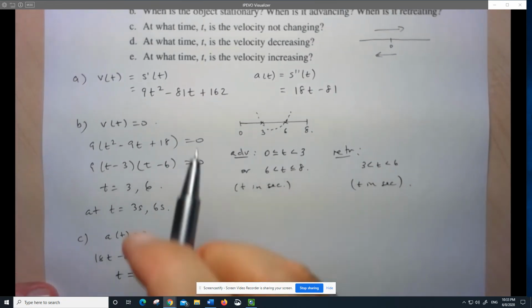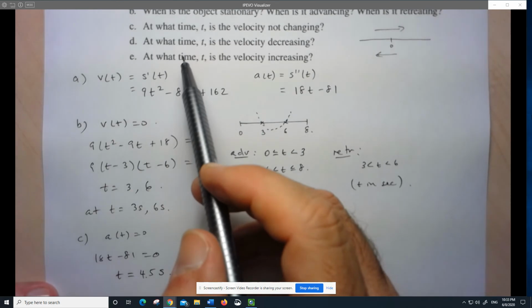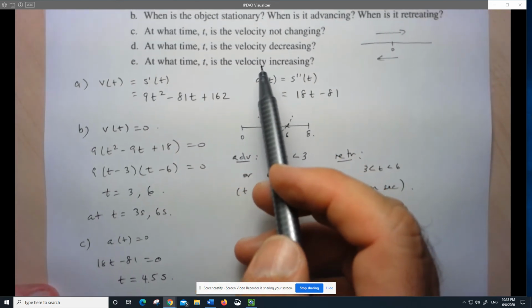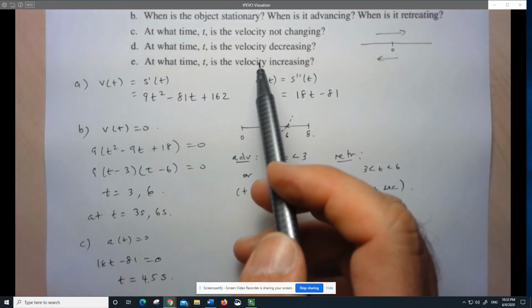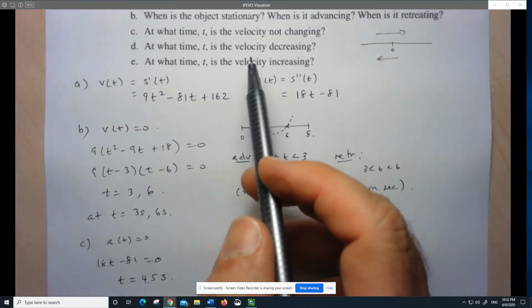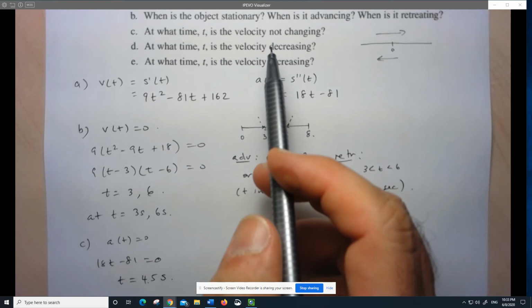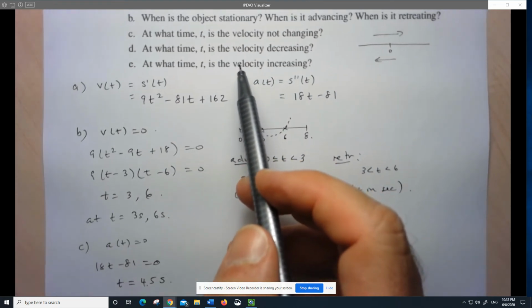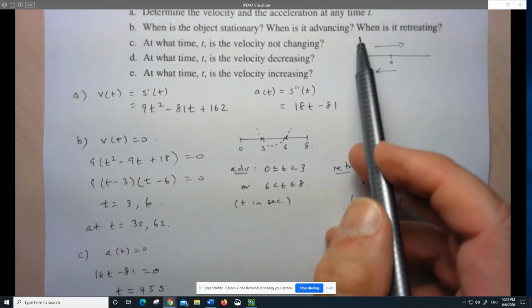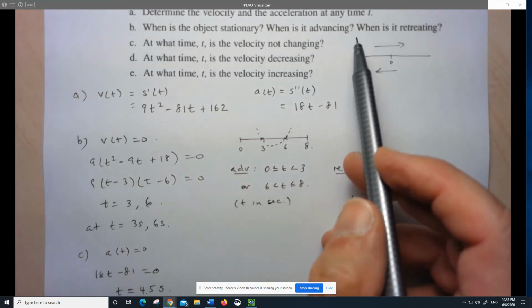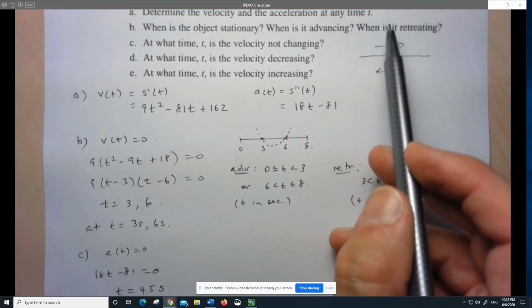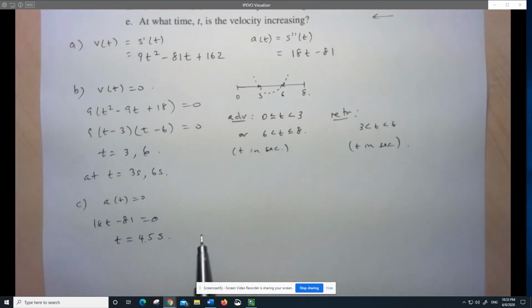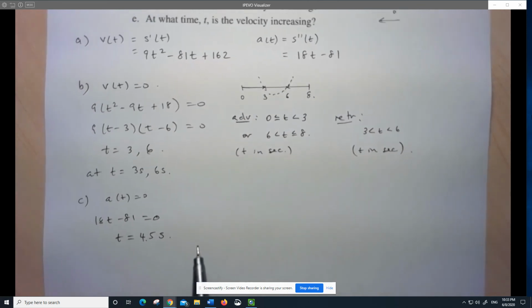Now when we look at D and E, it says, when is the velocity decreasing? When is the velocity increasing? So we're going to be using its derivative again to determine when it's increasing or decreasing. In part B, we used the velocity to determine when the position was increasing or decreasing. So we remember that the sign of the derivative tells us whether the original function is increasing or decreasing.